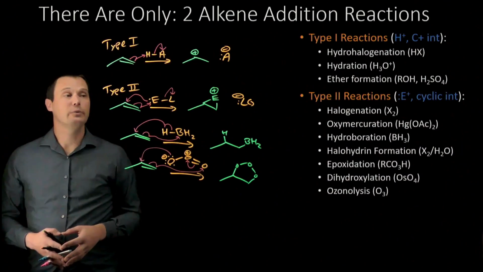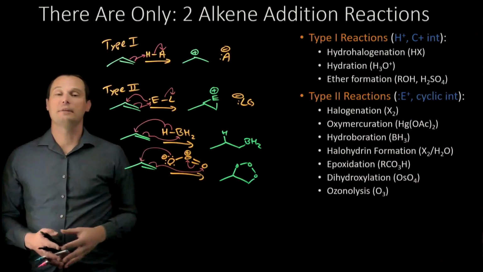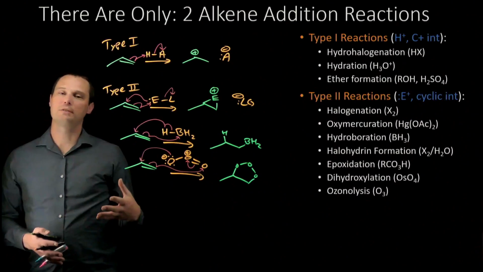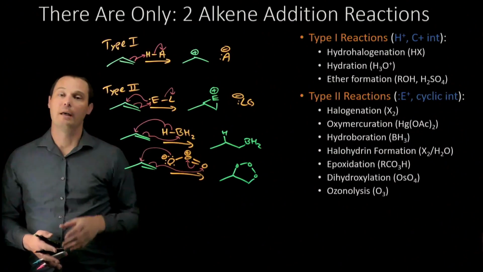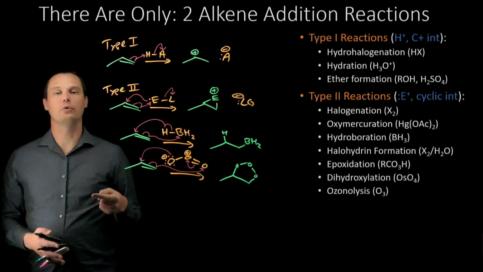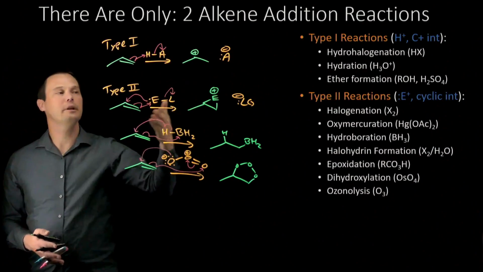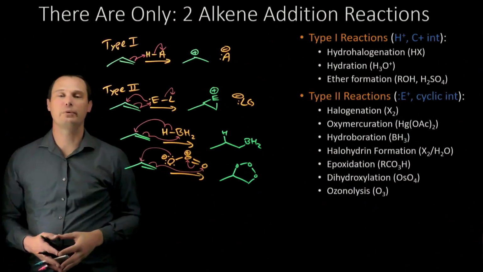These are the 2 alkene addition reactions. As you start to study, as you go through these reactions, see if you can classify them as type 1 or type 2. When you get to a new practice problem, before you draw anything, see if you can identify it as a type 1 or type 2 reaction. By doing so, this is helpful because it tells you what kind of intermediate you're going to form, whether you're going to form a carbocation intermediate or whether you're going to form some kind of cyclic intermediate. There are only 2 alkene addition reactions.